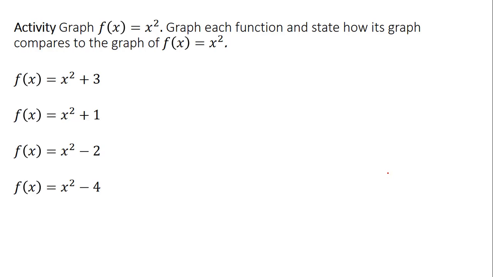So we're first going to perform an activity just so you can visualize what's happening. We're going to graph y equals x squared, and then graph each of the 4 functions that I have listed and state how their graph compares to the original graph. We have y equals x squared plus 3, y equals x squared plus 1, y equals x squared minus 2, and y equals x squared minus 4. And I'm going to use Desmos to demonstrate these graphs.